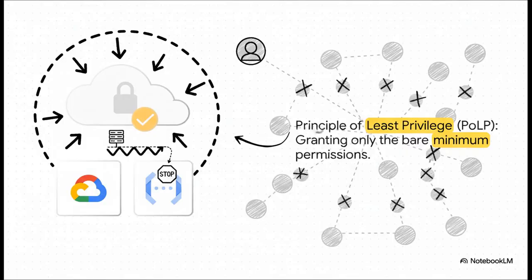So the foundational concept for pretty much all of cloud security is something called the principle of least privilege, or PULP. The idea is really simple. An identity, whether that's a user or a service, should only have the absolute bare minimum permissions it needs to do its job and nothing more. This dramatically shrinks your attack surface.